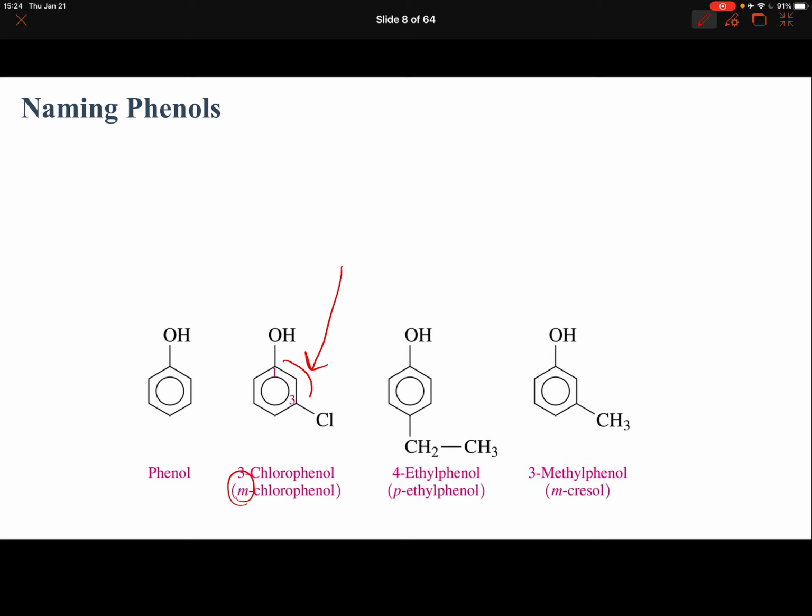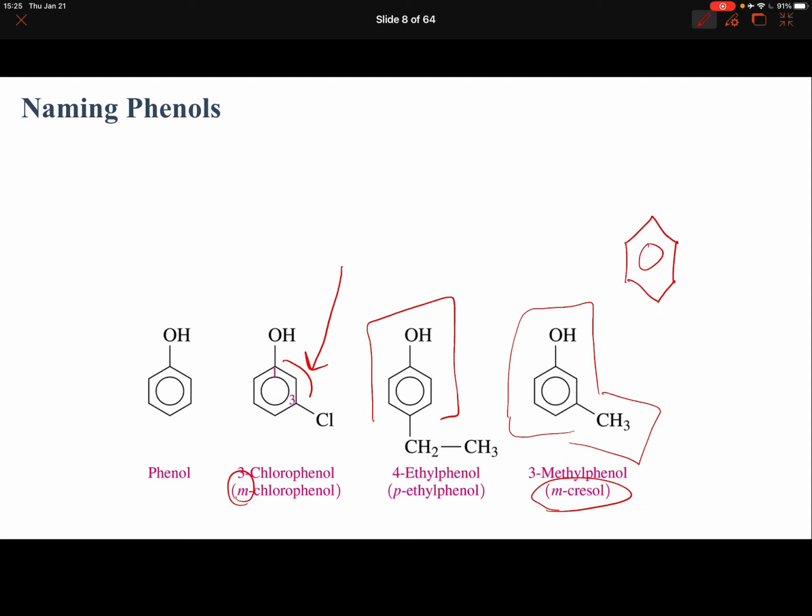The common name cresol is also used for methyl phenols. So anytime we have a phenol, so automatically an OH on a benzene, and then there's also a methyl group, probably should have circled this one, this has its own name, cresol. So m-cresol would look like that. P-cresol would look like that. And o-cresol, or orthocresol, would look like that.